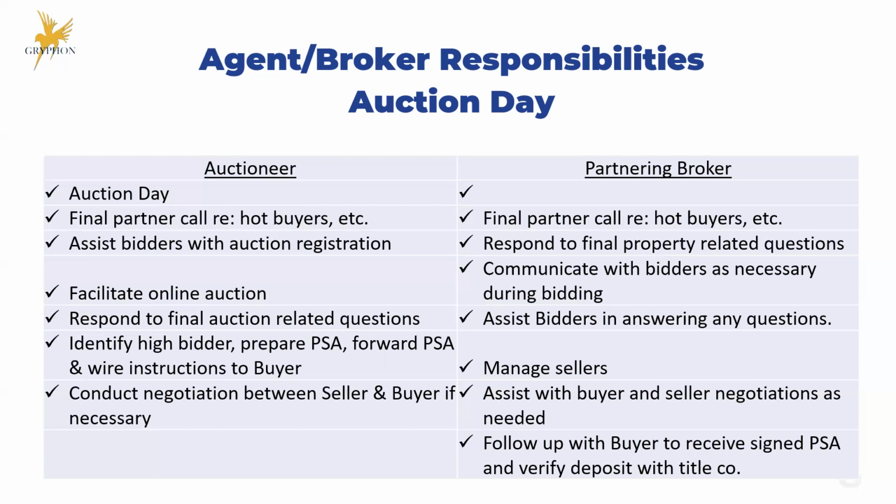And then as we are dealing with the bidders and trying to work through the auction, if the seller has any questions, we ask our broker partner to coordinate with the seller while we handle the buyers and facilitate the sale. Assist with the buyer and seller negotiations if needed, and then follow up with the buyer to receive the signed purchase and sale agreement to verify the deposit with the title company. In many jurisdictions, we do that ourselves and handle it. Again, there's some states where the licensing laws are goofy and we are not able to do that. And at that point, we just ask the broker partner to handle it.